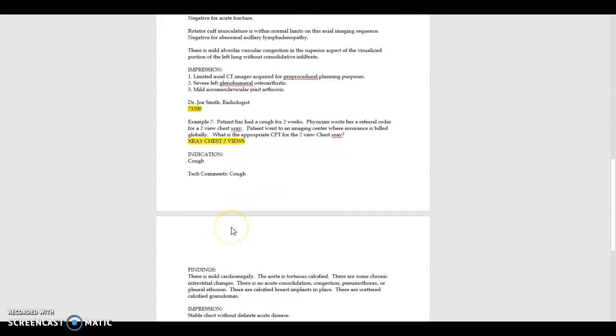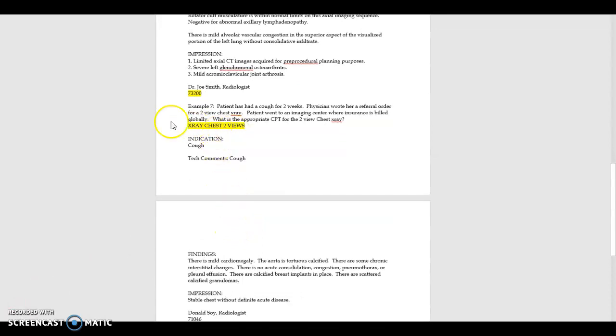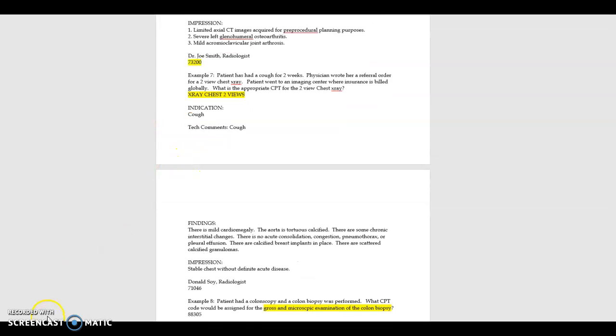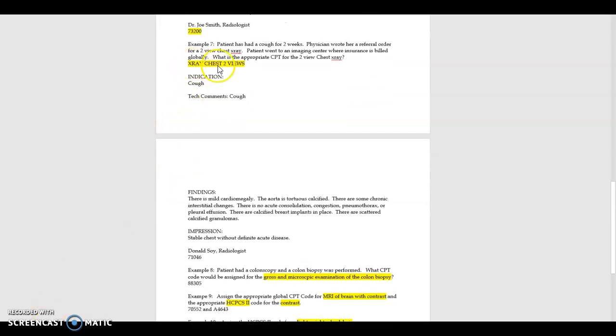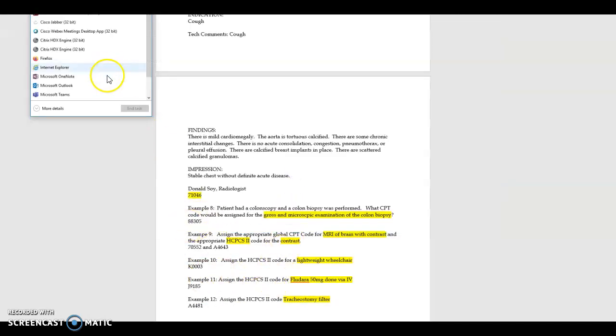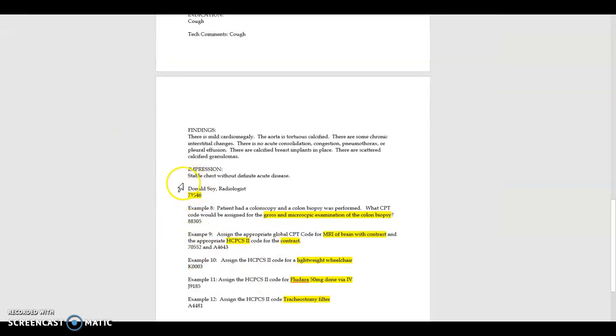The next one is X-ray chest, 2 views. On this one, you're going to go X-ray and then chest. It's actually going to give you a range between 71045 and 71048. When you look at that range in your tabular, you will find the appropriate code is 71046.